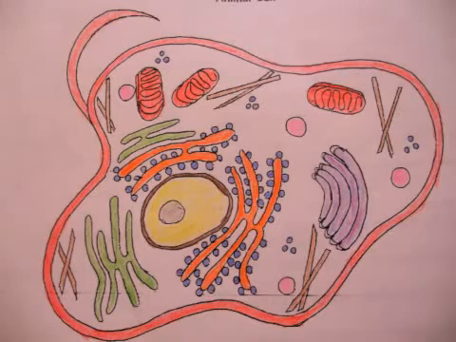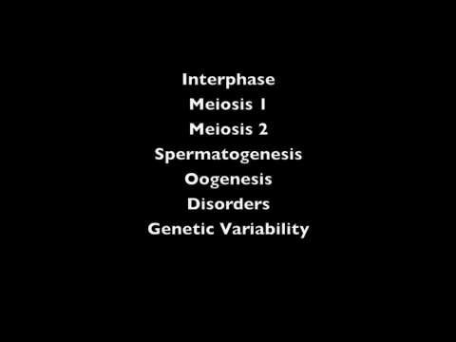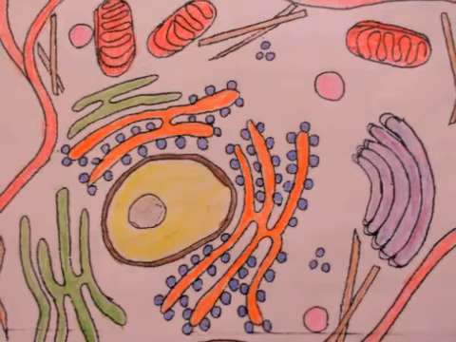Welcome to Meiosis and some other stuff. You will learn about 7 things in this video: interphase, Meiosis I, Meiosis II, spermatogenesis, oogenesis, disorders caused by meiosis errors, and the reasons why parents differ from their children. So let's get to it.